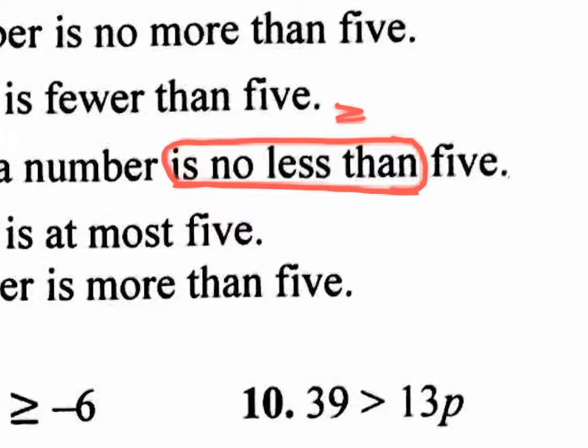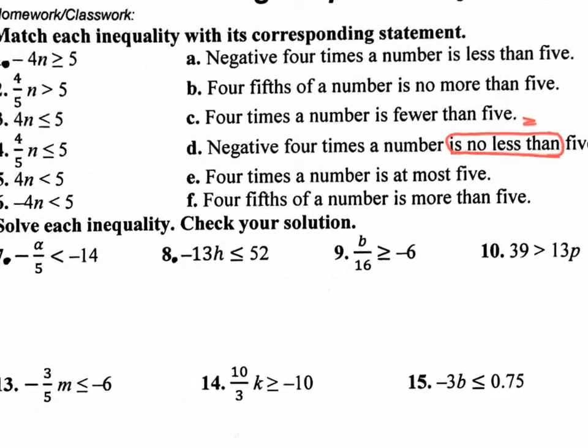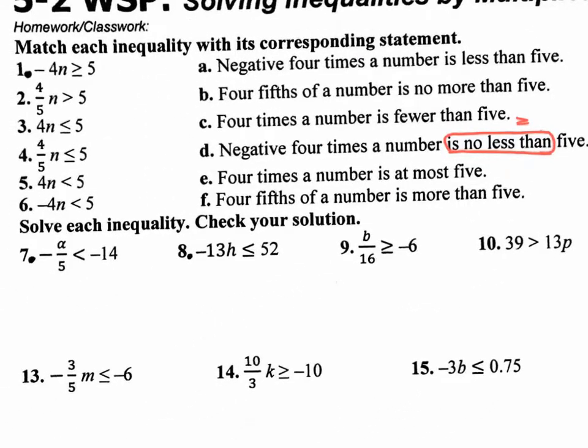So it's kind of tricky because less than means less, but no less than actually means greater than or equal to. That no is kind of like multiplying by a negative. It changes the whole thing, makes it opposite. So no less than actually means greater than or equal to. No more than actually means less than or equal to. So that's the first confusing thing about this worksheet. So your answer to number 1 is D. Make sure you understand that. Number 1 is D.